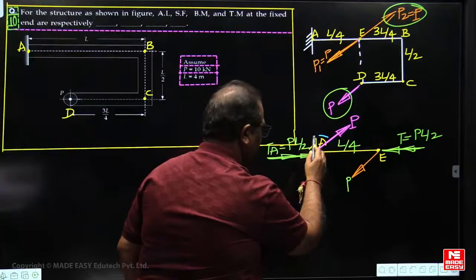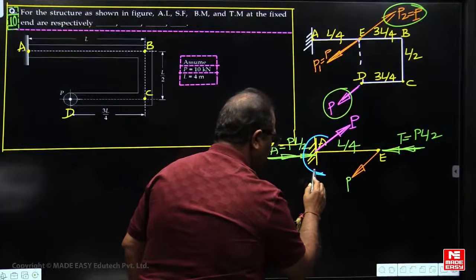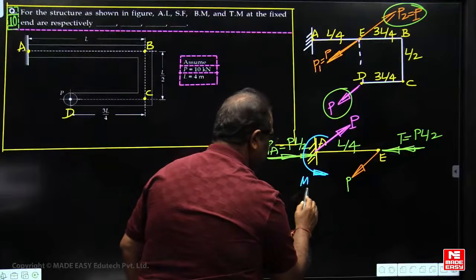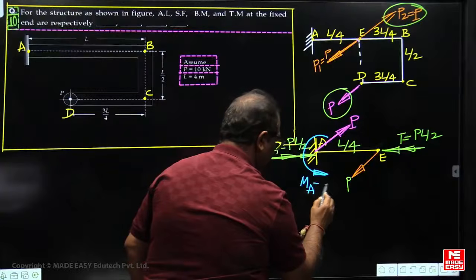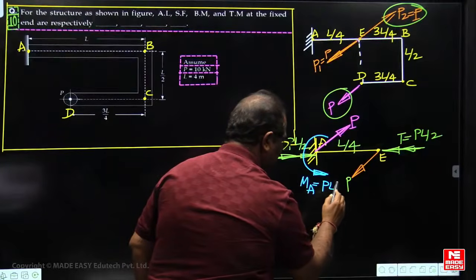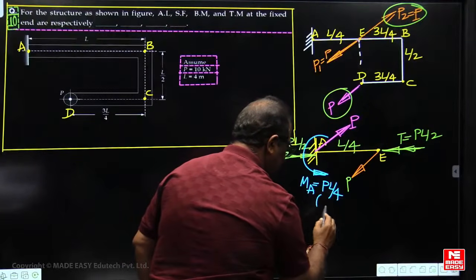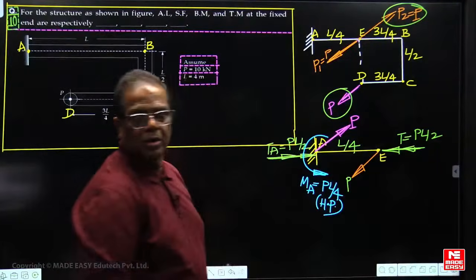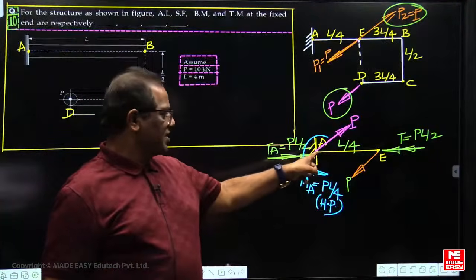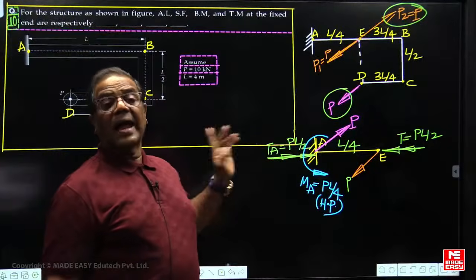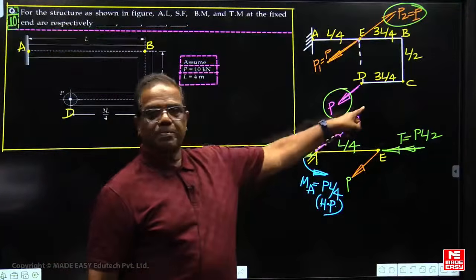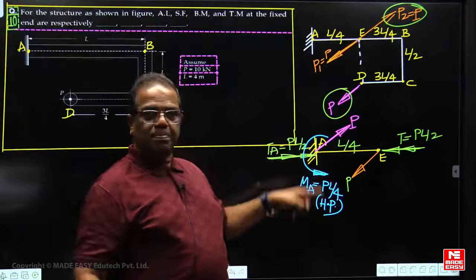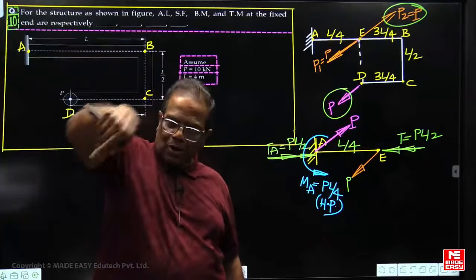So here, a moment reaction of P into L by 4, but this is in the horizontal plane. So how many loads will be at the fixed end? There is no axial load. Axial load is 0. Shear force is P. This P and this P are forming a couple in the horizontal plane, clockwise.